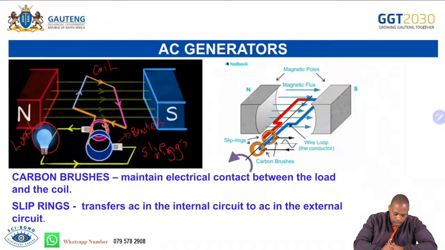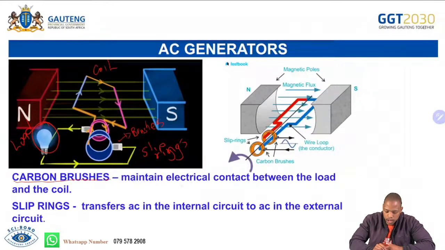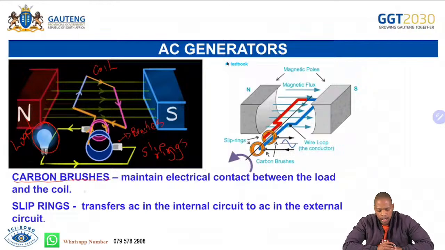As we were saying, they are carbon brushes here, and these carbon brushes, their job is to what? They are there to maintain electrical contact between the load and the coil. And you also have slip rings, which are just slipping through the carbon brushes. I'm repeating that because it's easier to remember when you understand why these brushes are there. They're just slipping through the brushes, hence they are called slip rings.